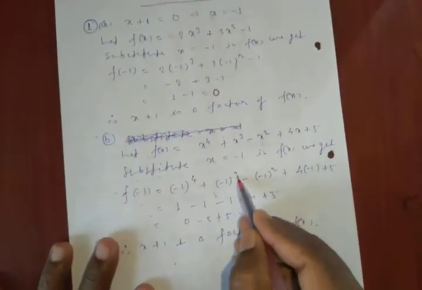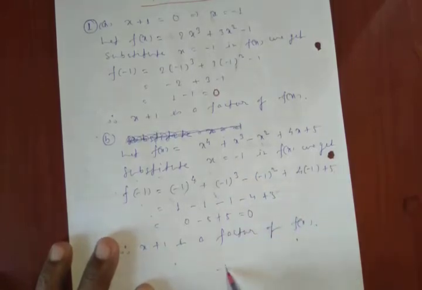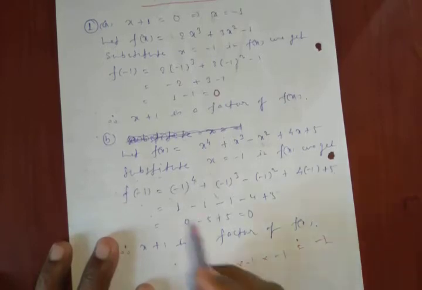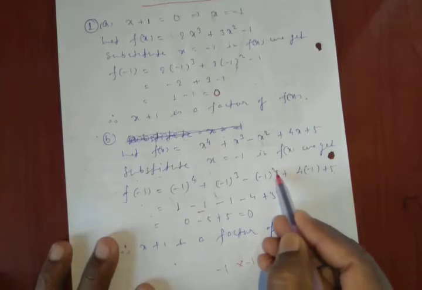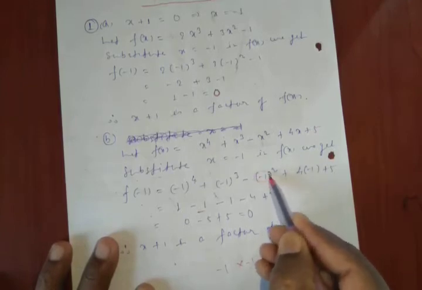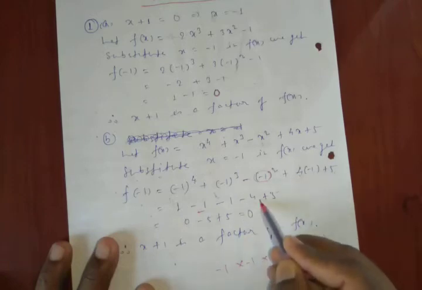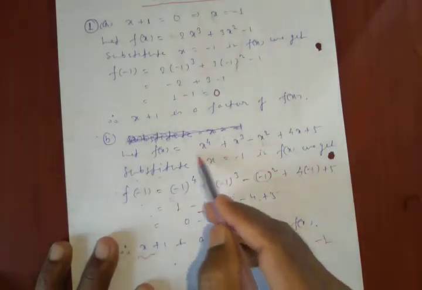And it is minus 1 whole cube here. Actually here the power is odd. So when you multiply minus 1 into minus 1 into minus 1, the answer will be minus 1. That is why here minus 1 in this case. And it is minus 1 whole square, again the power is even, so its value will be 1. And the minus is here, so it is minus 1. And 4 into minus 1 is minus 4. And then after solving you get 0. So it means that x plus 1 is also a factor of this polynomial.